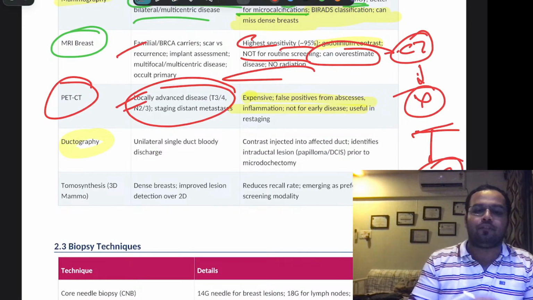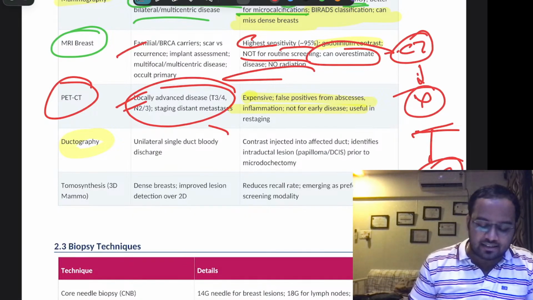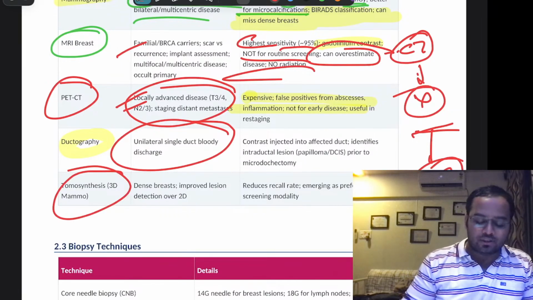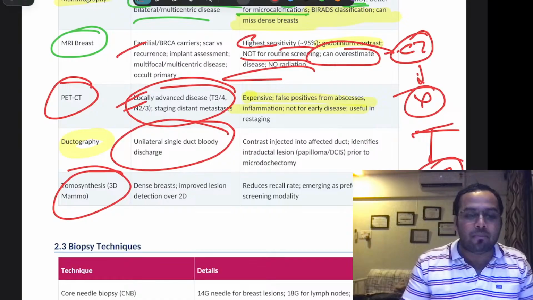Ductography might be done. When will we use ductography? If there is duct ectasia, bloody nipple discharge, or an issue in a single duct, then you are going to go for it. Tomosynthesis, so this is a 3D mammography which has come.